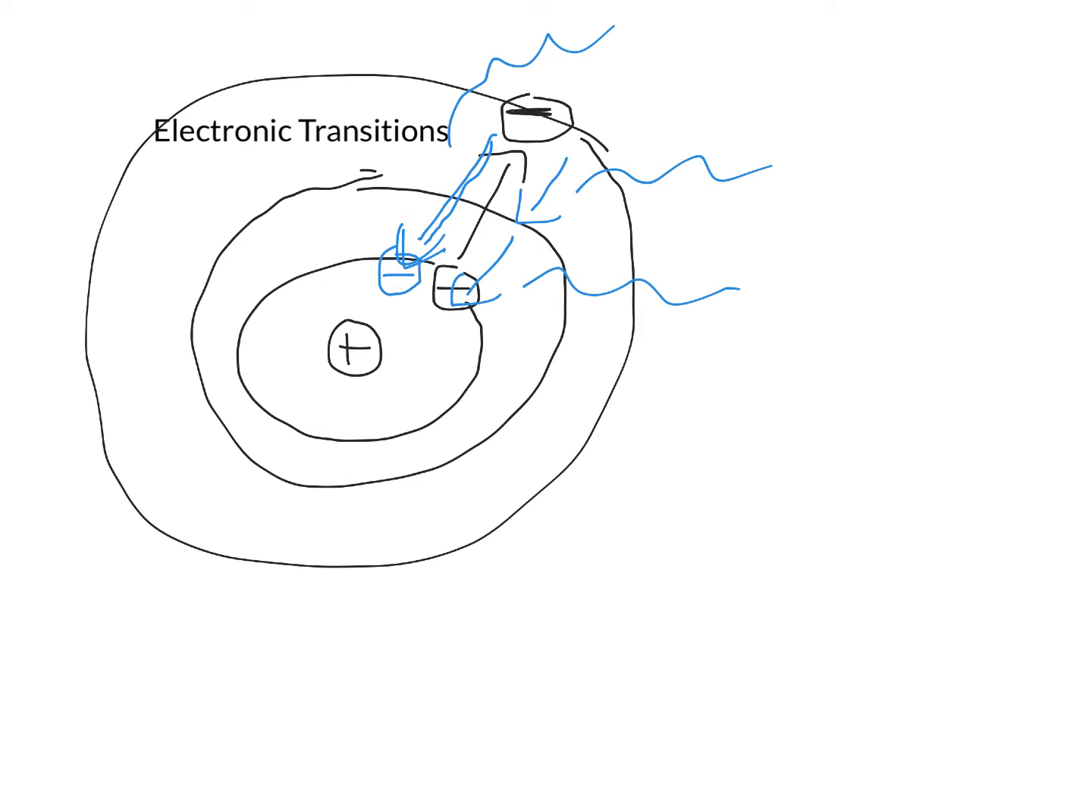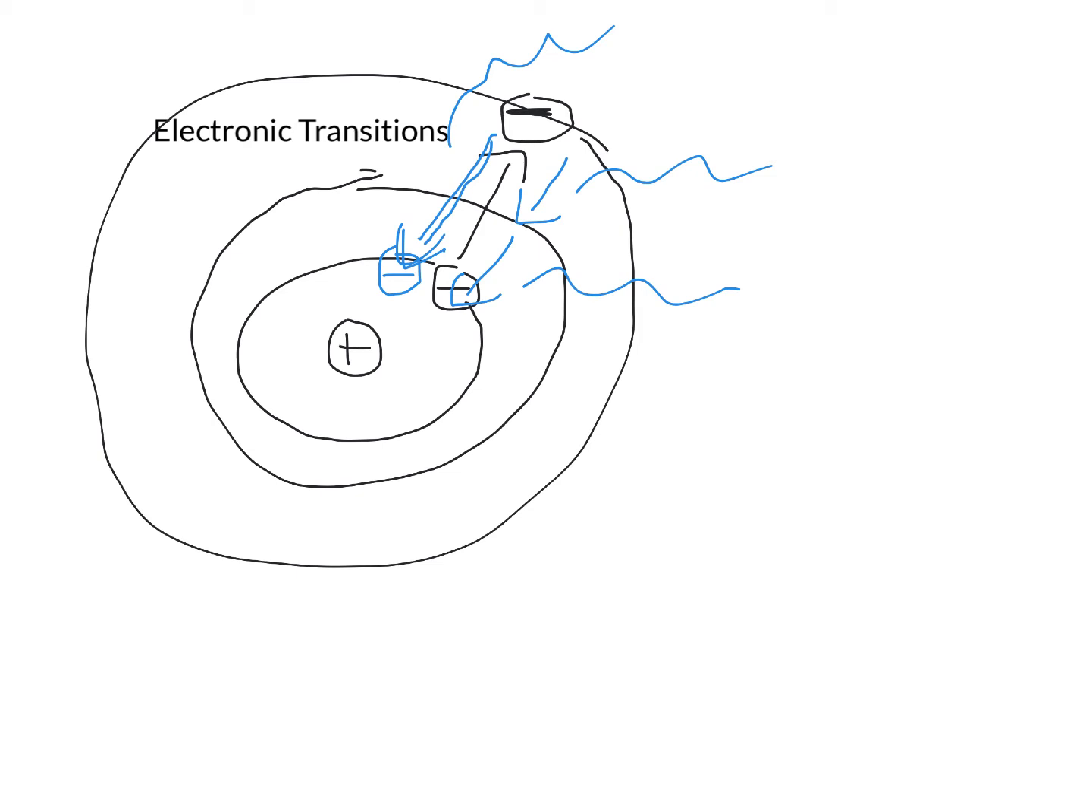emit. So you don't get every possible color with an electronic transition. And by the way, electronic literally means a transition of electrons from one shell to another. These electronic transitions only give off certain colors of light. And each atom gives off a specific set of colors.